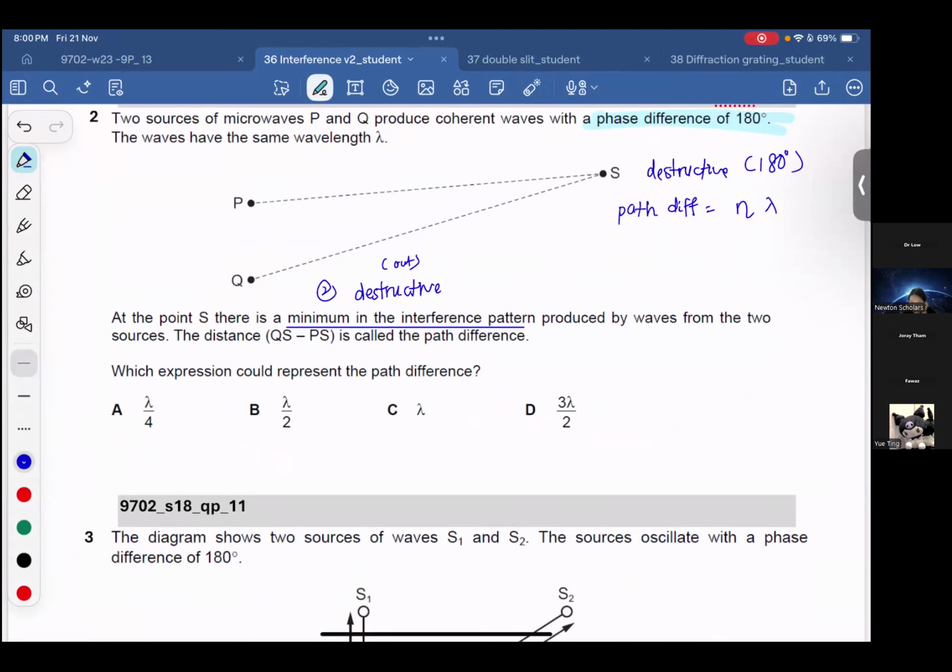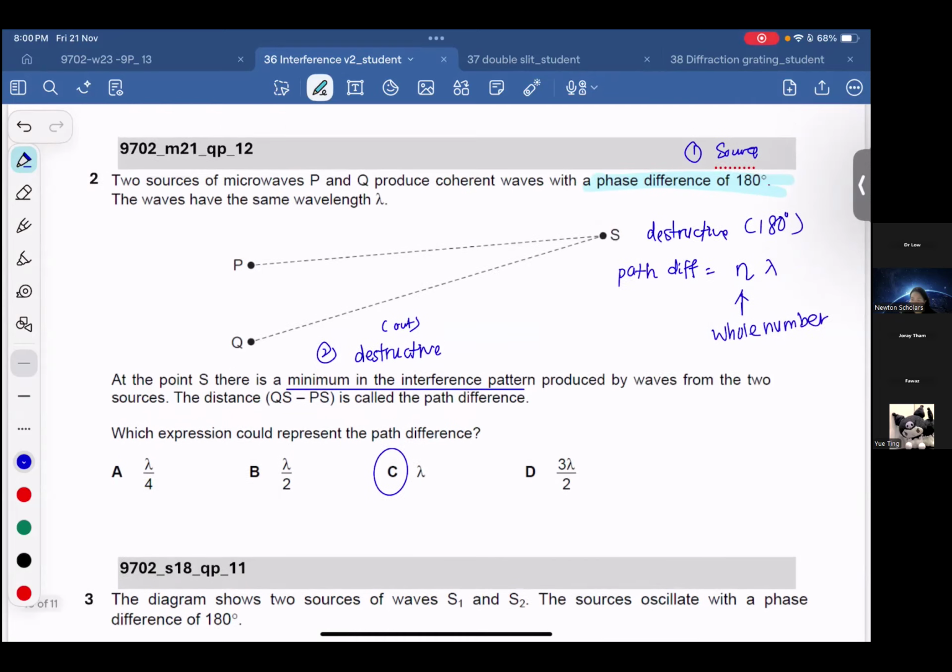It will be a path difference. Which one could represent your path difference? A, B, C, D, easy. Correct, Fawal. The answer will be C. It will be a whole number. Is it okay, dear? Vashini, correct.